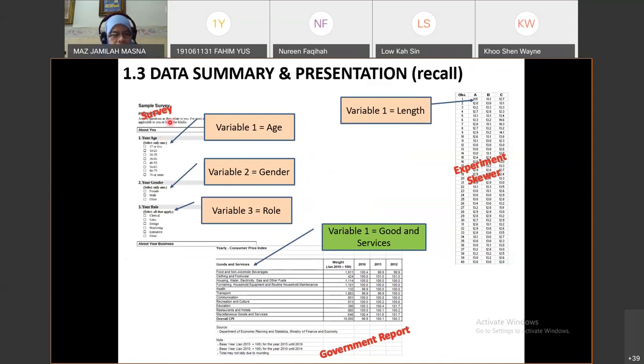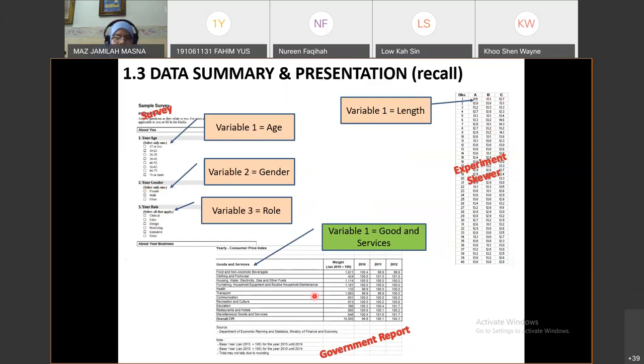For this survey, the first variable is age. How do we know? Because the question asks about age. The second asks about gender, so variable number two is gender, and variable number three is role. So we have X1 age, X2 gender, X3 role. These are some of the variables involved in a survey form. For the skewer experiment, the variable is length. Group A measures the length, group B also measures the length, and the same goes for group C.